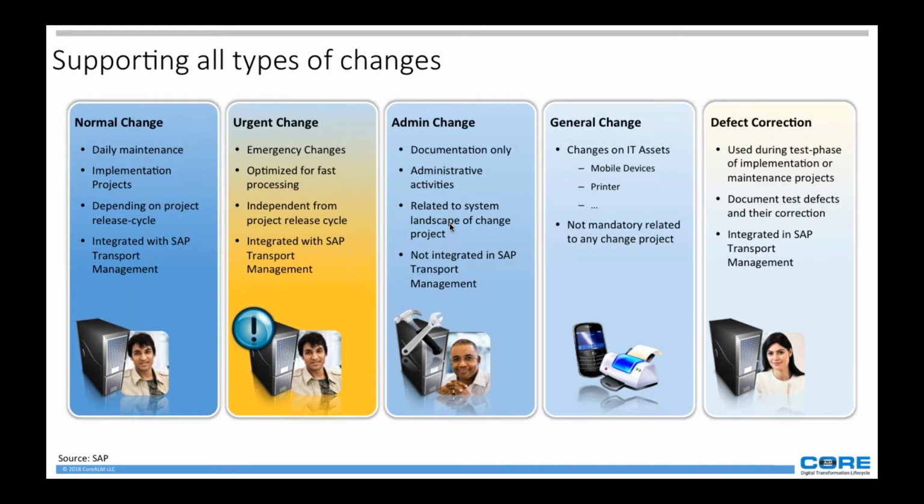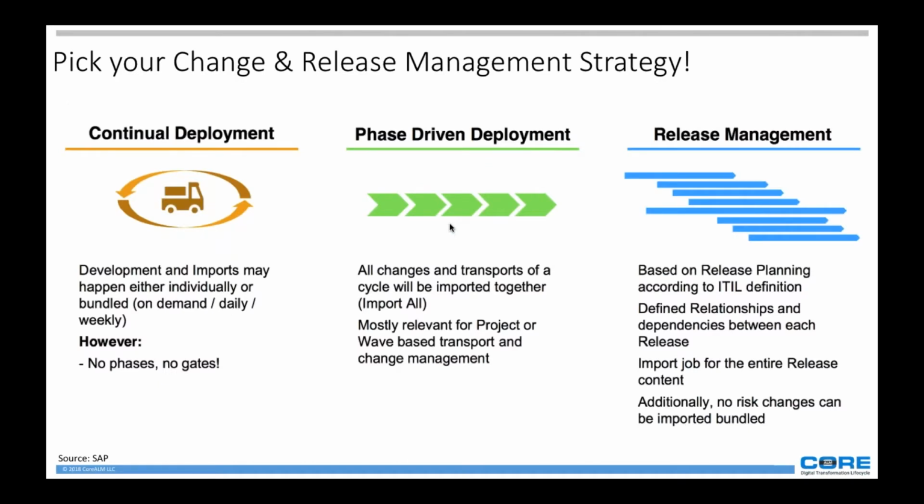It's not listed here, but I'll update this slide because this is still from SP5. As we talk about, change documents are the placeholder for your transports, right? You can create a change document, like I said, a normal change, an urgent change, an admin change. And basically those will be sitting in buckets. So SAP ChaRM has different buckets for different purposes. Those are called cycles, right? You have a continuous cycle, a phase-driven cycle, and a release management cycle.